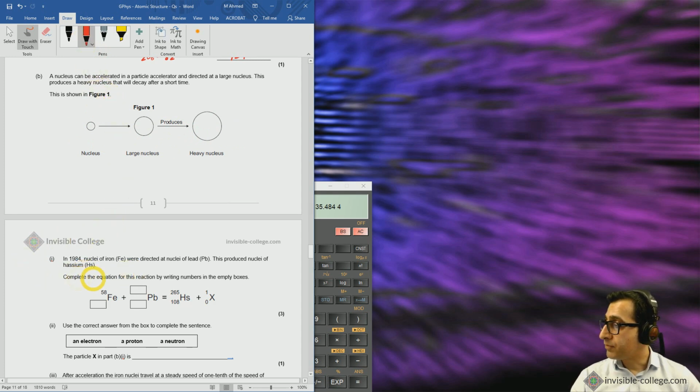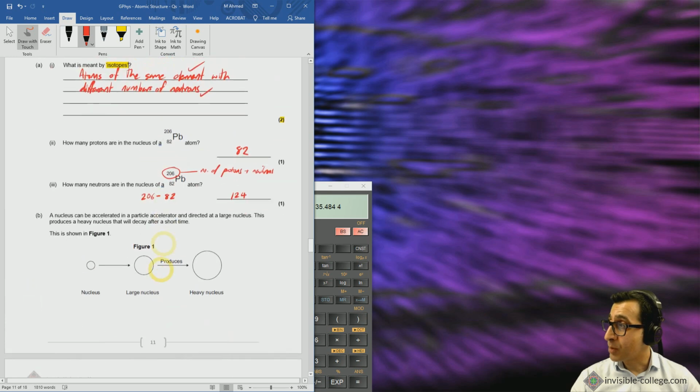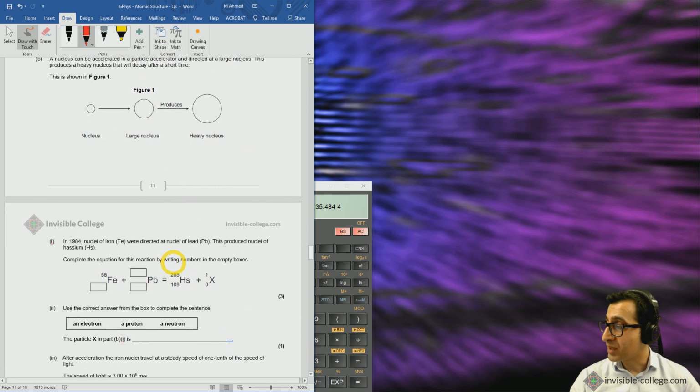So complete the equation for this reaction by writing numbers in the empty boxes. So iron is 58. We don't know what the atomic number of iron is. We don't know what the mass number of this lead isotope is, and we're being given a space for the atomic number. Now, if it's lead, then the atomic number will simply be the atomic number of lead, which is 82. So we can start straight away by writing 82 here.